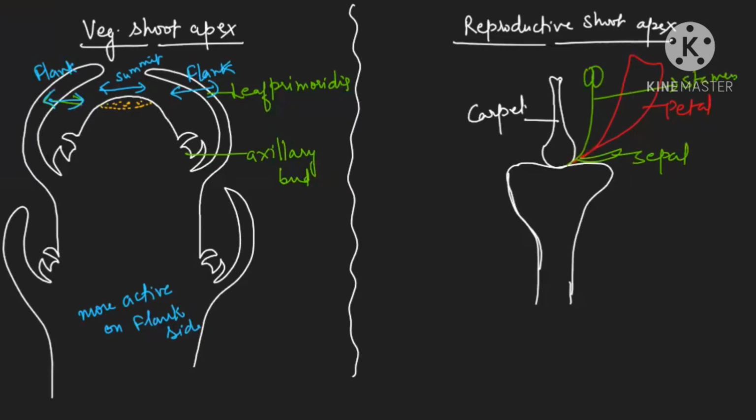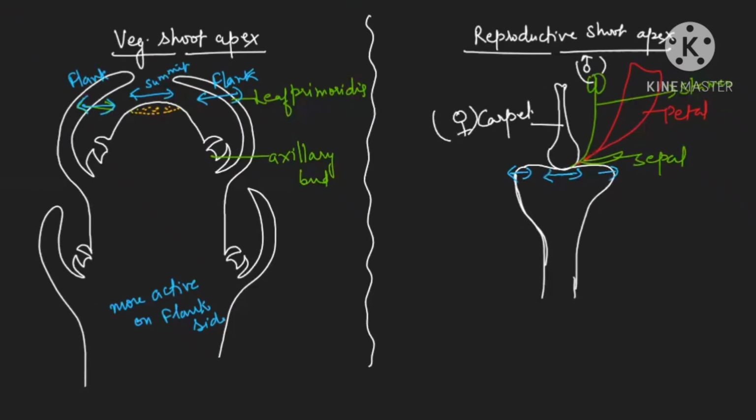In the case of the reproductive apex, reproduction means we want male and female parts. So in this case, we are interested in the female part and the male part. If you see both types, aren't they born more in the summit area? So they are more active on the summit area, but less active on the flank area. So the vegetative shoot apex is more active on the flank side, and the reproductive apex, we will say, is more active on the summit side.